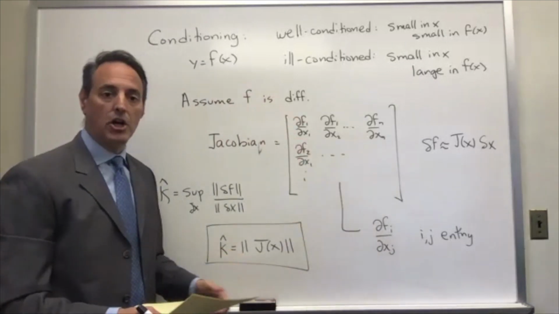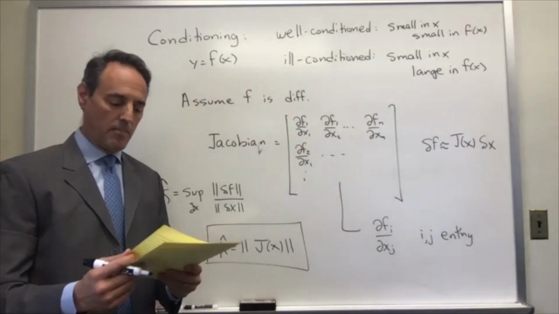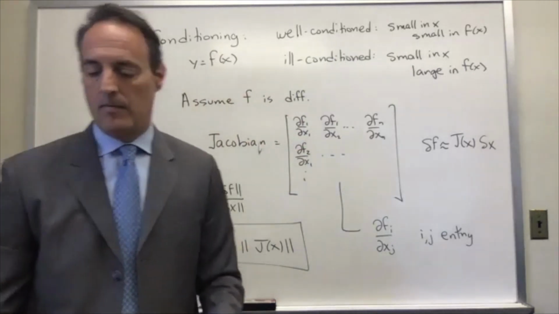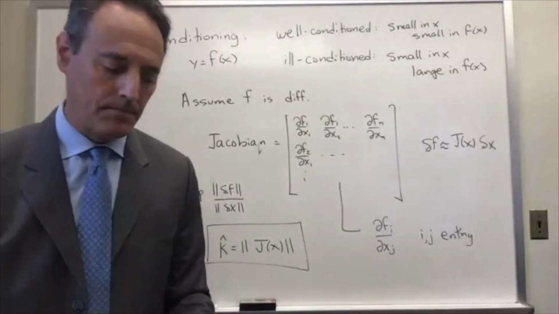Okay, but there you go. If you take that Jacobian matrix and take its norm, that is the definition of the absolute condition number. Question?